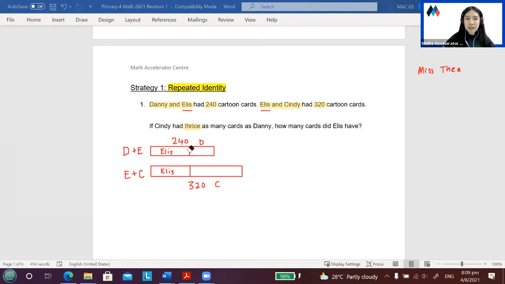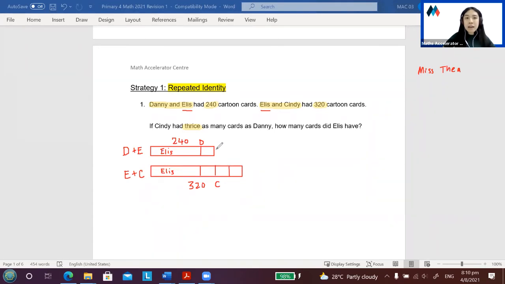Now, as you can see, I didn't draw these boxes very well, so I'll try to draw it better. If it should be about 1/3, then I think I can draw it like this, yeah? And then I split this into 3 parts. So based on this model, we can see that Cindy has 3 units and Danny has 1 unit. This is correct because Cindy has thrice as many cards as Danny. Yes, Chloe, correct. Very good job. So here, this is 240 and this here is 320.